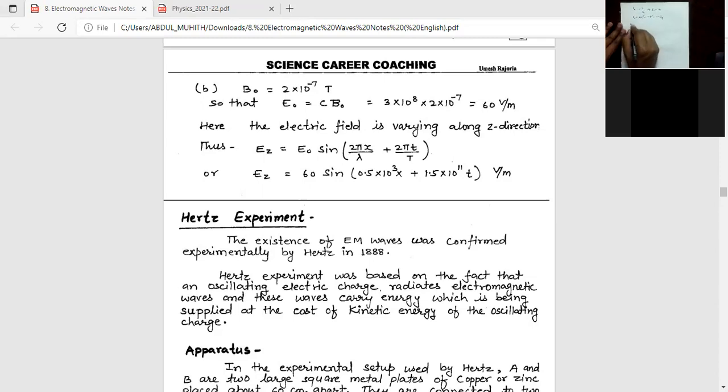Now what you have to write? Ez equal to E0 into sine of 2 pi x by lambda plus 2 pi t by capital T. This is the equation. So Ez equal to how much? 60 into sine of 0.5 into 10 to the power of minus 3 into x plus 1.5 into 10 to the power of 11 t volt per meter. This is the way we write the equation for the electric wave. Is it clear, all of you?